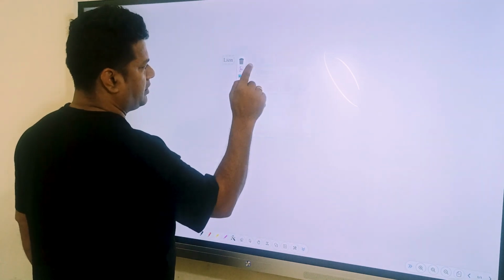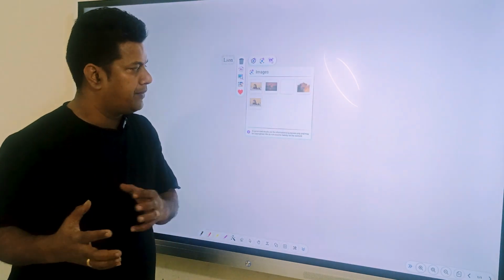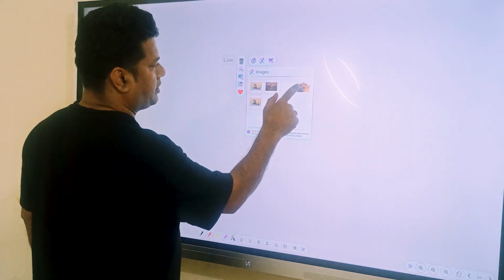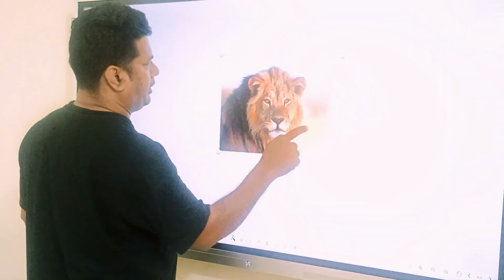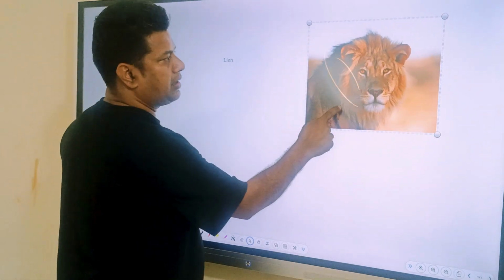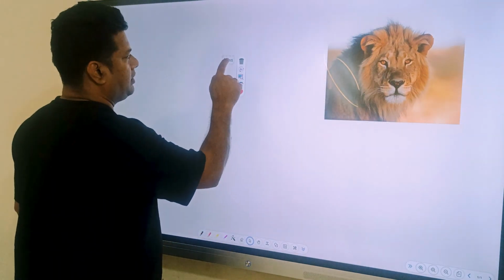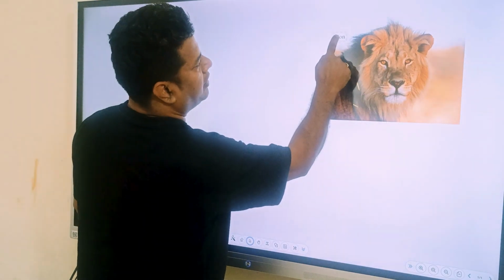We need some pictures of a lion. I share with you some pictures of a lion. So suppose I just take this picture of a lion. Okay, so this is the lion picture I'm taking over here, and this one I also put over here. This is a lion.